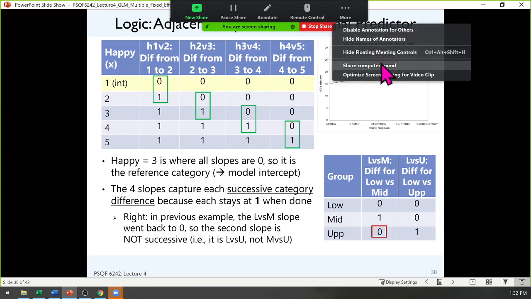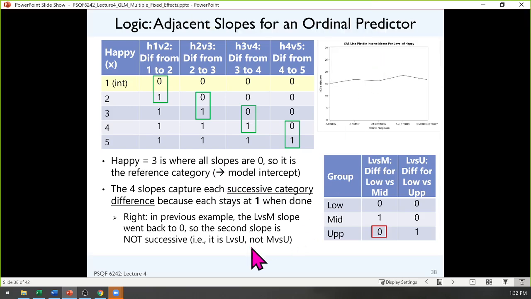Let me move this thingy out of the way here, to get at what's going to be adjacent categories. You will get a chance to practice this in homework 5. So this is another coding scheme. So I have happy as the original variable. 1, 2, 3, 4, 5 are the possible values that it takes on. And I am setting my model intercept reference point to be happy equals 1.